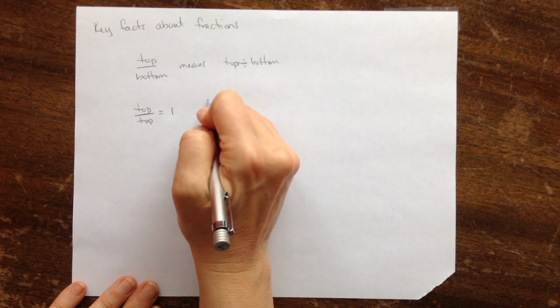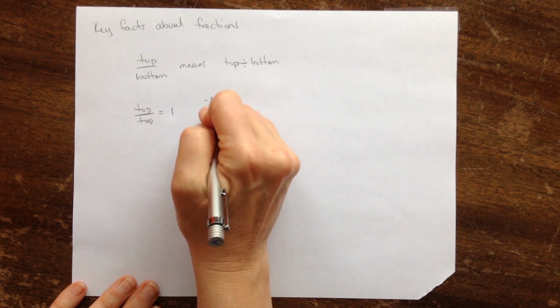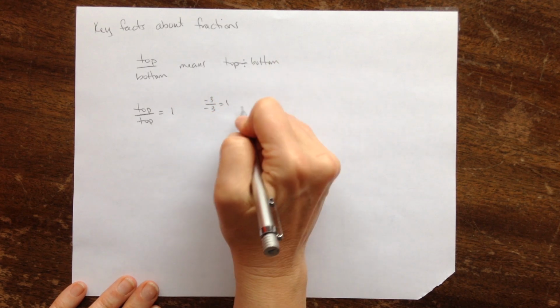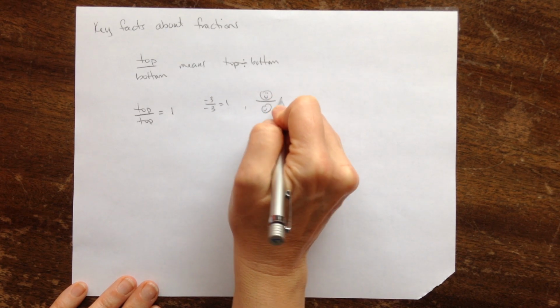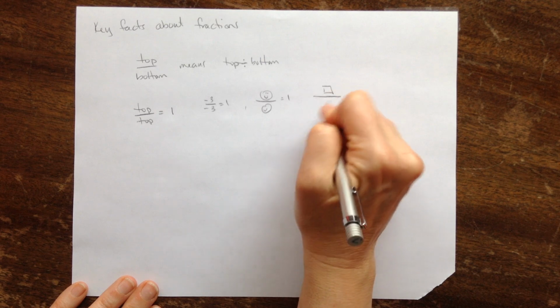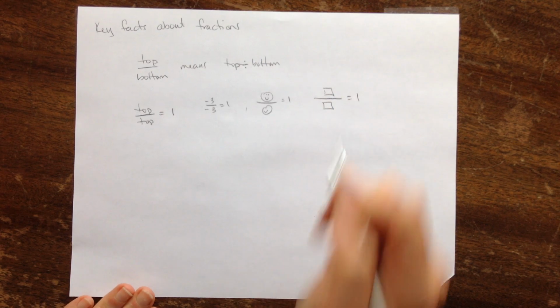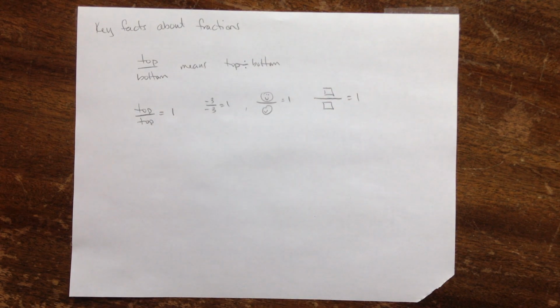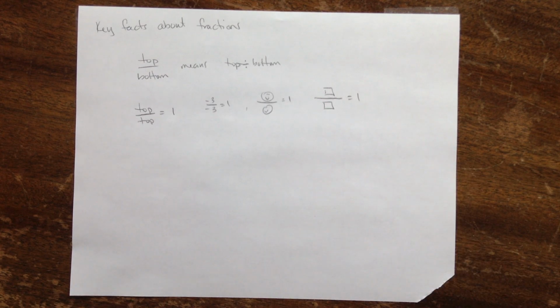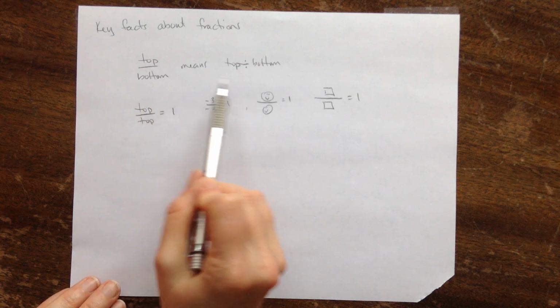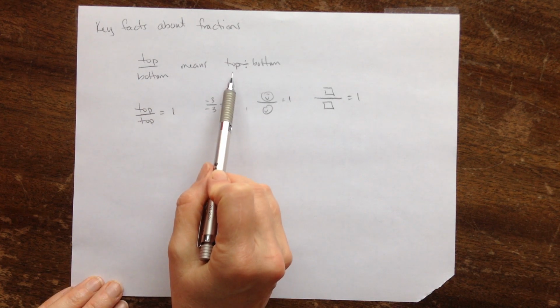Again, regardless of what it is, we did 2 over 2 and negative 3 over negative 3 is equal to 1, and a happy face over a happy face is equal to 1, and a box over a box is equal to 1. I kind of like the box because it means you can put anything in there that you want to, as long as the things you put in the box are equal to each other, even if they don't look exactly the same. You get a 1.